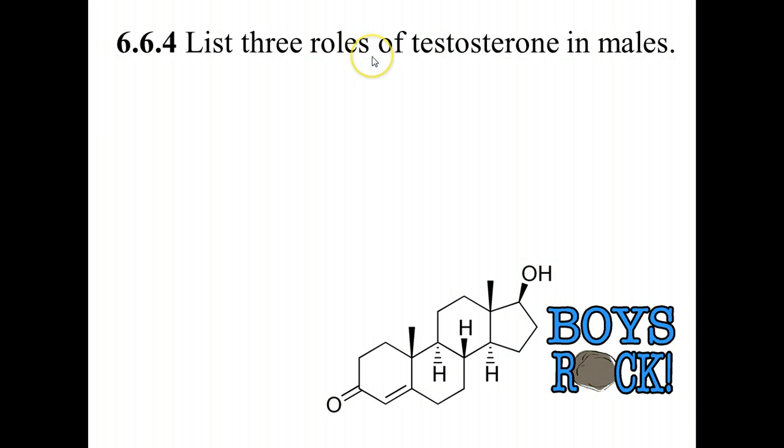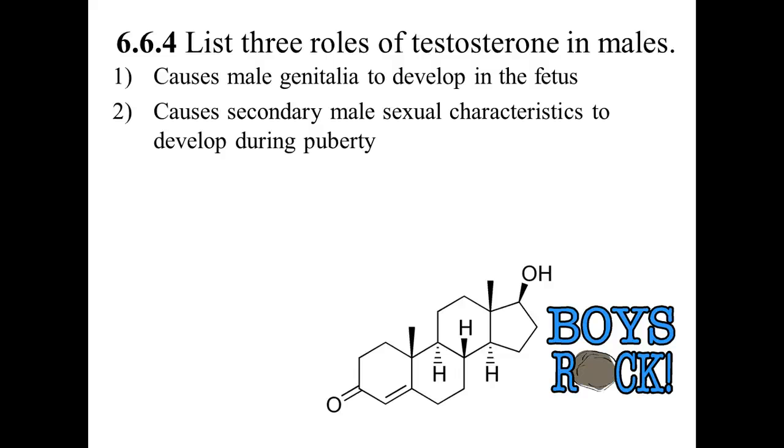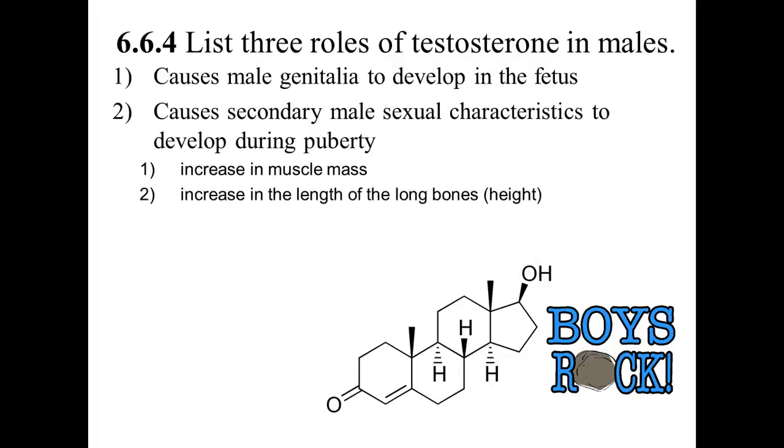All right, so you've got to list 3 roles of testosterone. 1, it causes male genitalia to develop in the fetus. 2, it causes secondary male sex characteristics to develop during puberty. So muscle mass increases, length of bones increase, so that is related to a growth spurt. Increase in length of vocal cords.